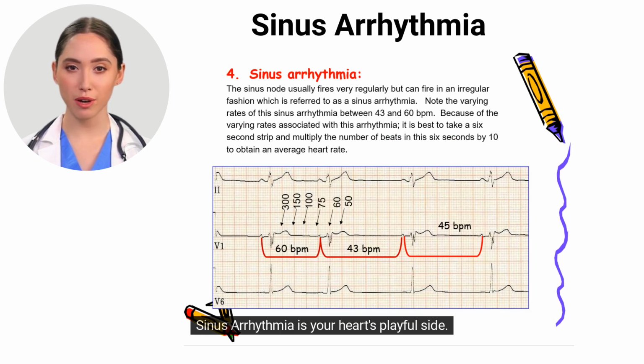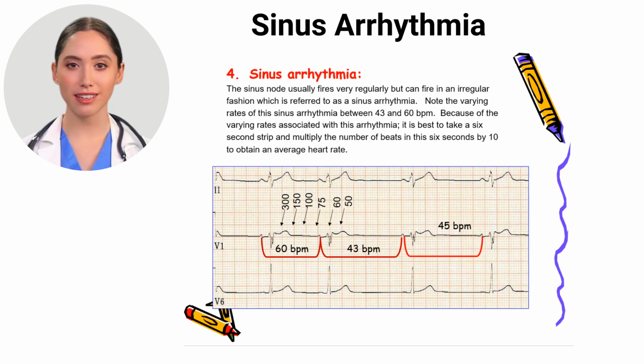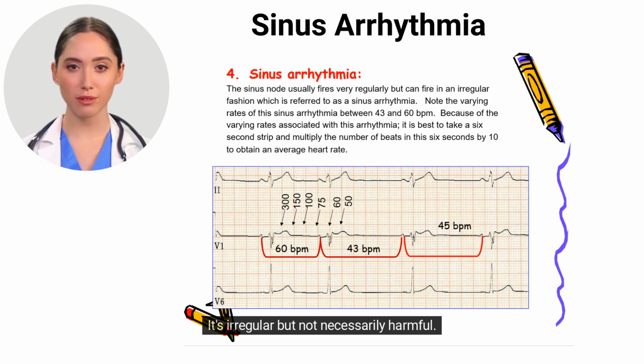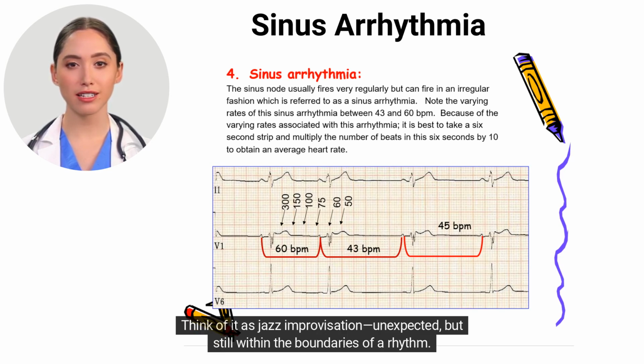Sinus arrhythmia is your heart's playful side. It speeds up and slows down, often in sync with breathing. It's irregular, but not necessarily harmful. Think of it as jazz improvisation, unexpected, but still within the boundaries of a rhythm.